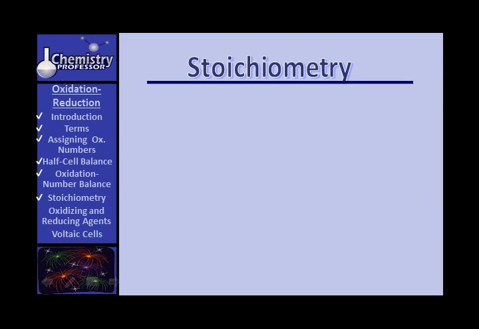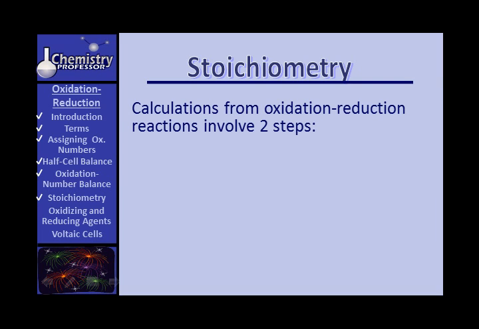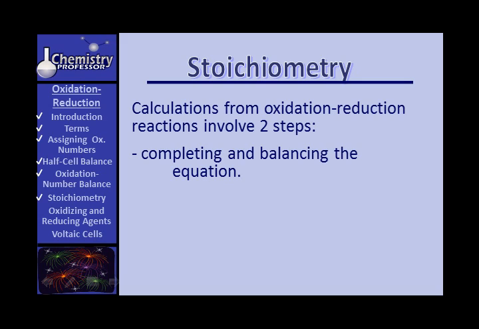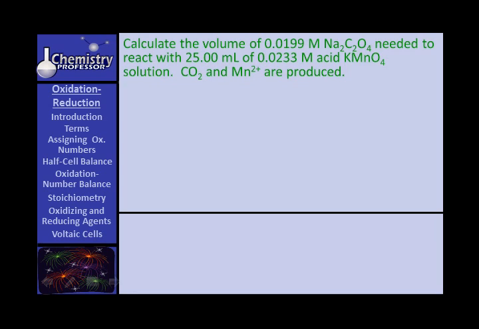When we talk about stoichiometry, we're talking about calculations from oxidation reduction reactions, and 2 steps are involved, but it's really nothing new. You have to complete and balance the oxidation reduction reaction, and then perform the calculations based on that. But just to give you a good review and to show you an example, let's do one. In this problem, we're asked to calculate the volume of this solution right here, needed to react with this solution right here. And we're told that carbon dioxide and the manganese ion are produced.